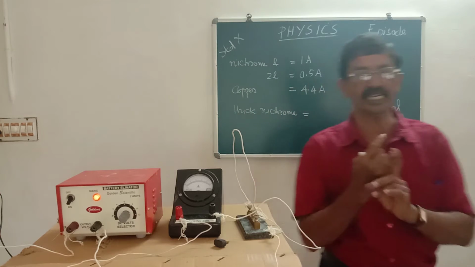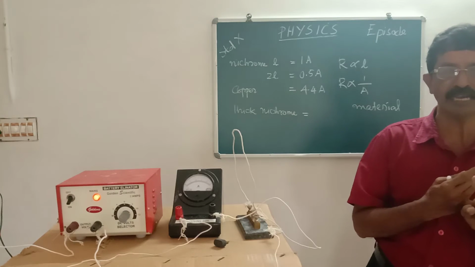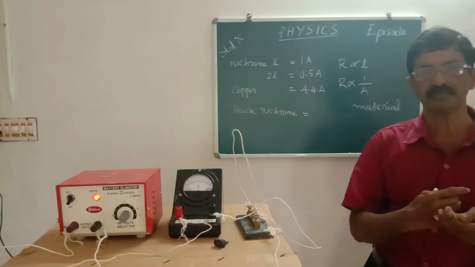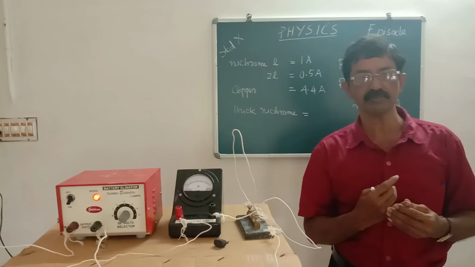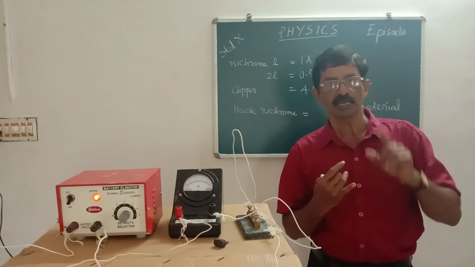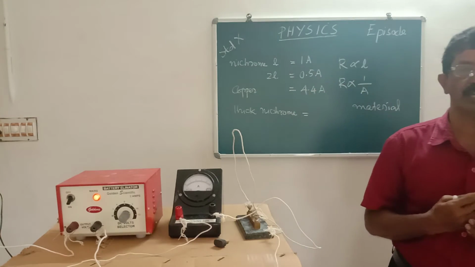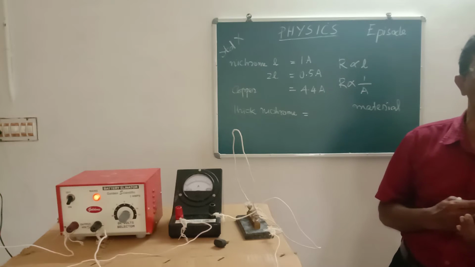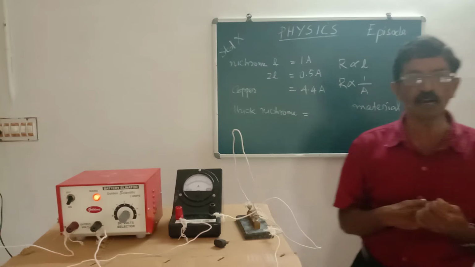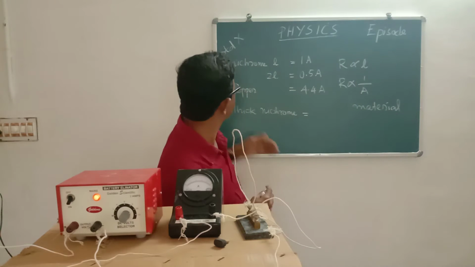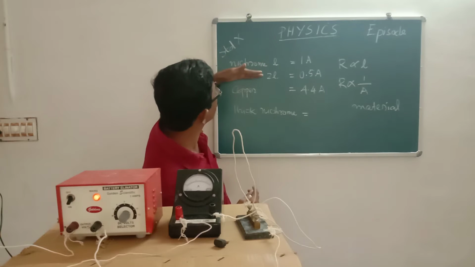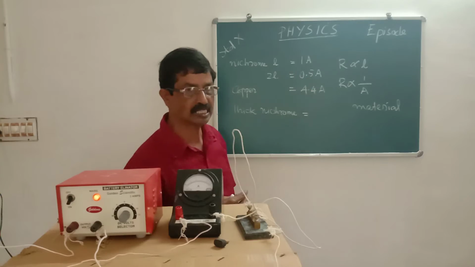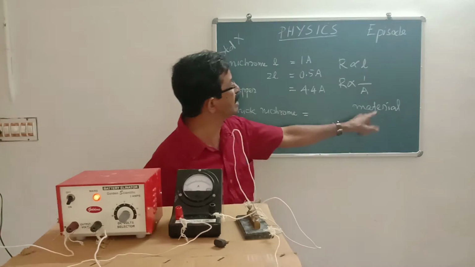So, resistance of a conductor depends mainly on three factors. The first is length: as the length increases, resistance also increases. Second, when the area of cross section or thickness increases, resistance decreases, so resistance depends on area of cross section. Third, it depends on material, because when we use copper and nickel, the current differs because of the difference in resistance. Hence, it depends on material.